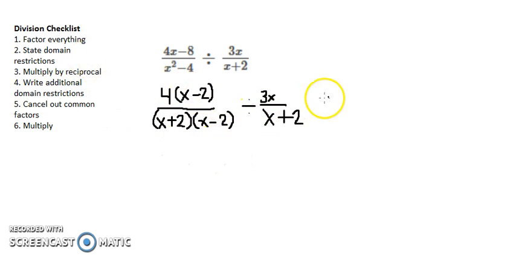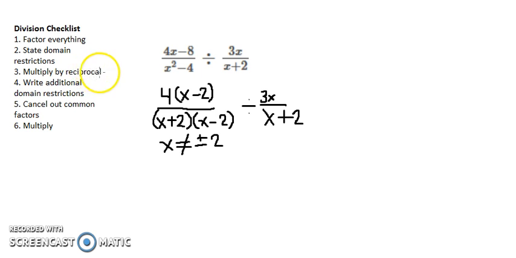So next on the checklist would be to state the domain restrictions. For now, just look at the denominators, and so you can tell that the restrictions are x cannot equal positive or negative 2. Cannot equal negative 2 over here. Cannot equal positive 2. So I'm just going to write it as x cannot equal positive negative 2. Like that.